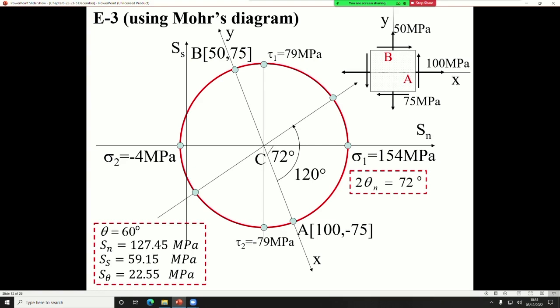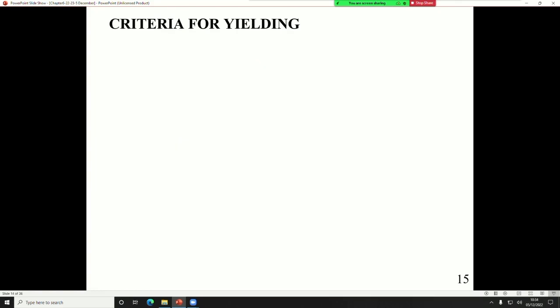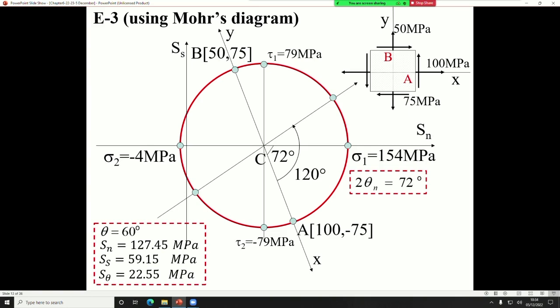Okay. So we move on to slide number 15. Yes, please. I have a question. The point, shear 1, at the very top of the circle, is it the maximum amount of shear stress? Yes. Why is point B not at that point? Because it's at the very top of the element, so it should have this, 75. Maximum shear stress. This is 75, this is 79. This is 50 and 75.